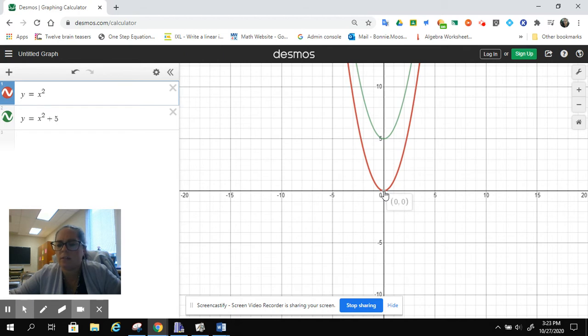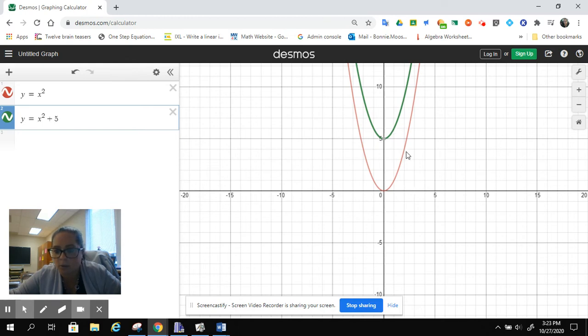So maybe here's the vertex here. Well, here's the new vertex. It's right here. So what happened? What do you think happened to this parent function? What does the plus 5 do? And then here's the 1, 1. Well, that point, one block away from the vertex, is up here now at 1, 6. So what do you think happened to that point? Is it the same thing that happened to the vertex that happens to that point?